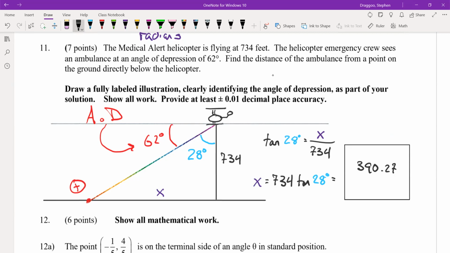Make sure you're in degree mode on this one, because we needed to plug a degree angle into a tangent function. So that mode on your calculator is always going to matter when we're plugging stuff into trig functions.